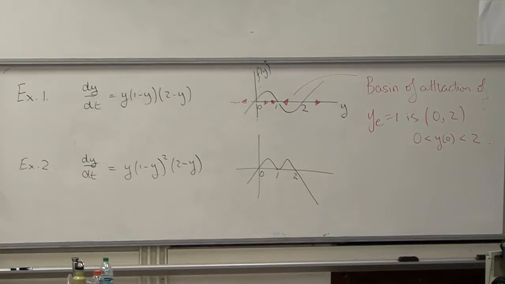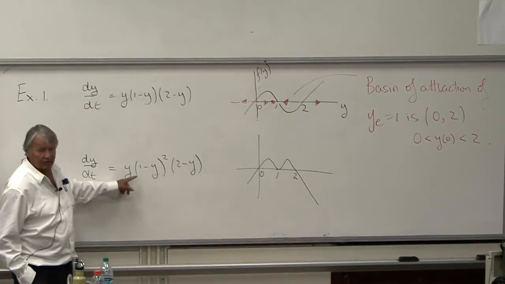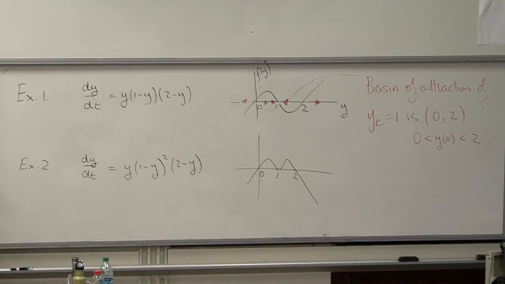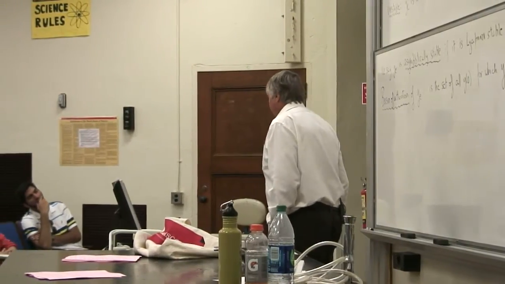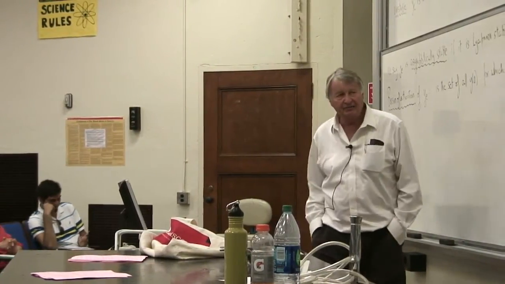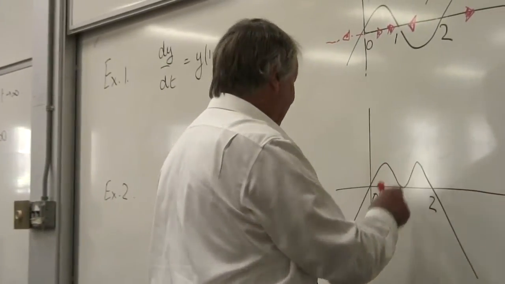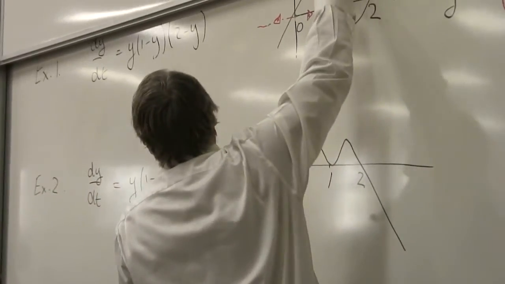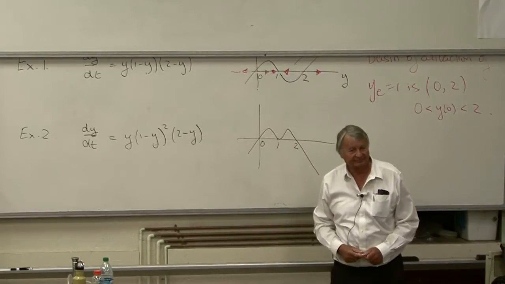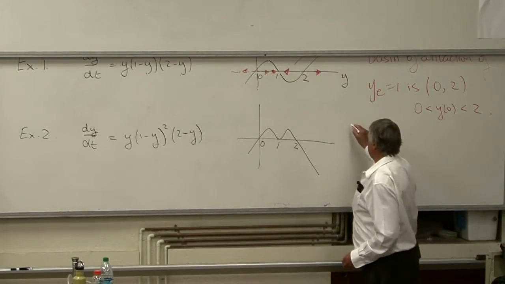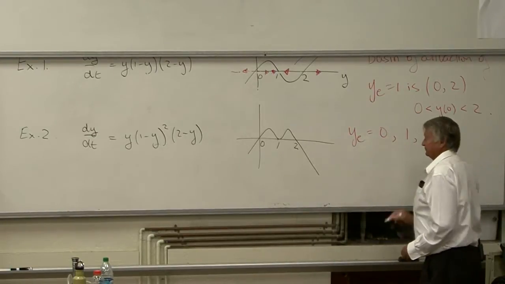Because near y equals 1, this factor is roughly 1 and this one is roughly 1, so you look like you're graphing f of y equals 1 minus y squared in that neighborhood. So the graph goes down and then up here. All right, now, what are the equilibrium points? The equilibrium points are 0, 1, and 2.